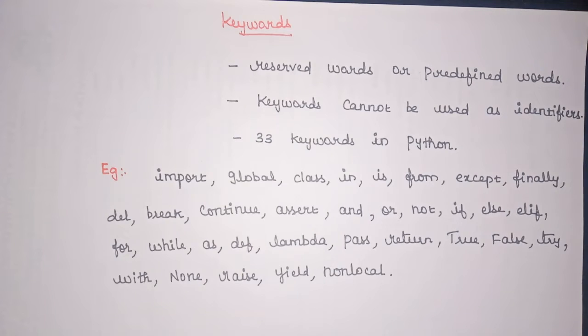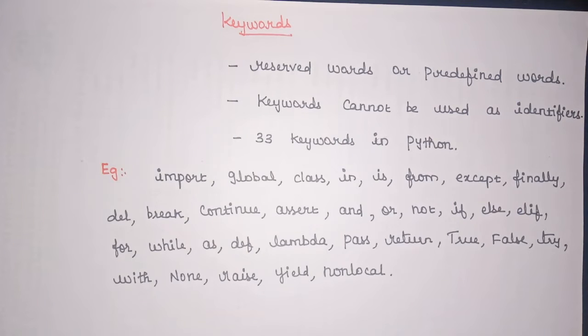So starting with keyword, what is a keyword? In all programming languages, there are some reserved words, or we can say predefined words, and those words are meant for some particular purpose. Those words can be used for some particular task, and those words are called keywords.